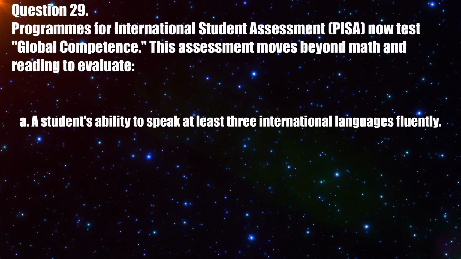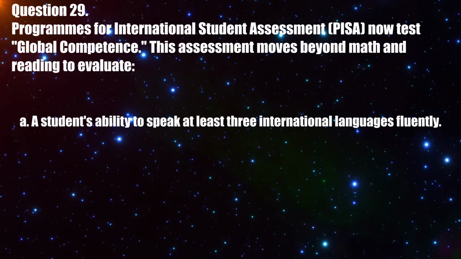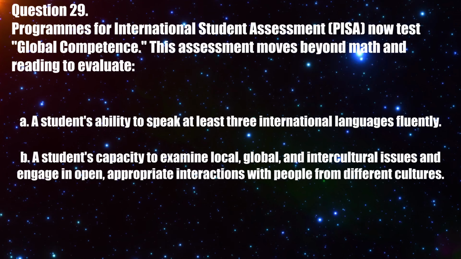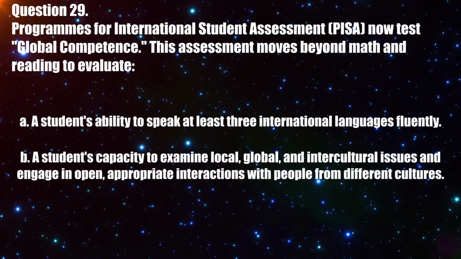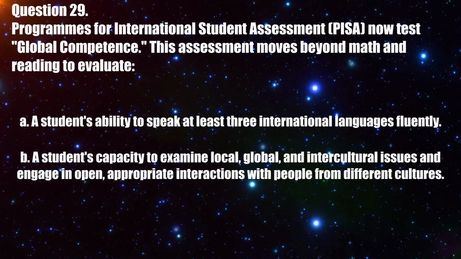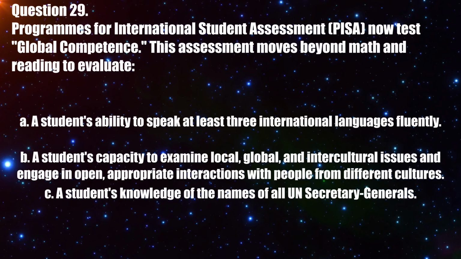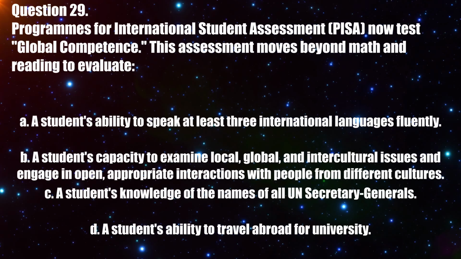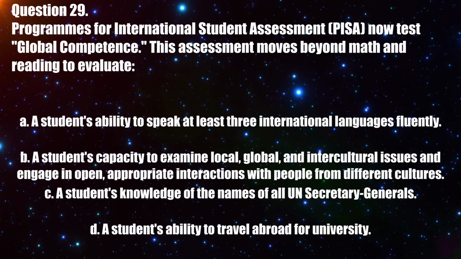A student's ability to speak at least 3 international languages fluently. B. A student's capacity to examine local, global, and intercultural issues and engage in open, appropriate interactions with people from different cultures. C. A student's knowledge of the names of all UN Secretary-Generals. D. A student's ability to travel abroad for university.